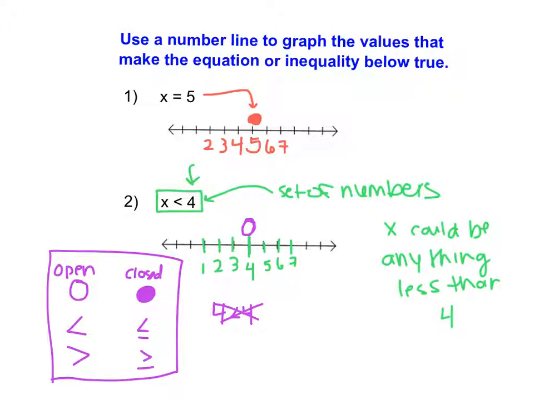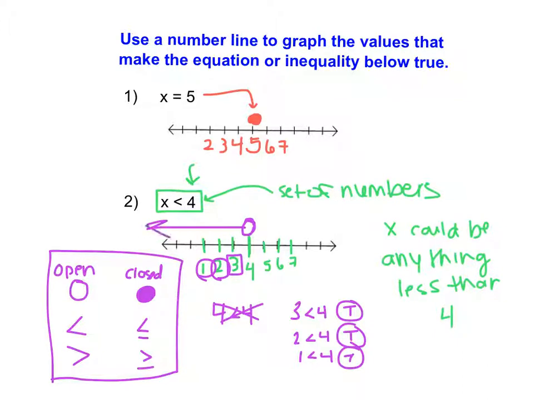So if I'm looking at my number line, I know that values like 3. 3 is less than 4. That's true. Values like 2. 2 is less than 4. That's true. 1. 1 is less than 4. That's true. Those values make the inequality true, and as a result, I'm going to graph my number line and put an arrow pointing that direction to indicate that the values to the left of that open circle are the ones that will make the inequality true.